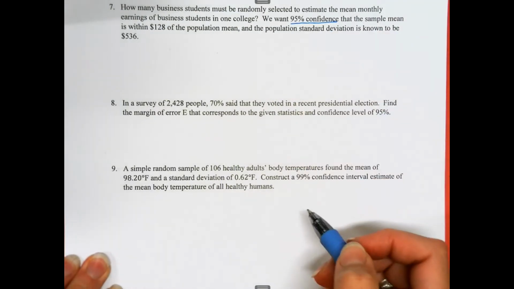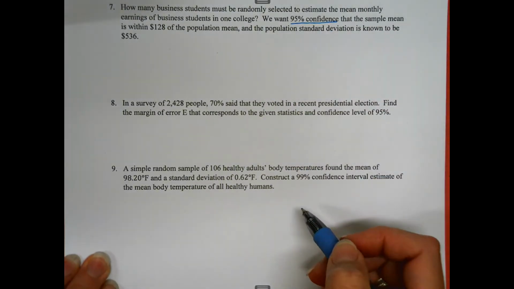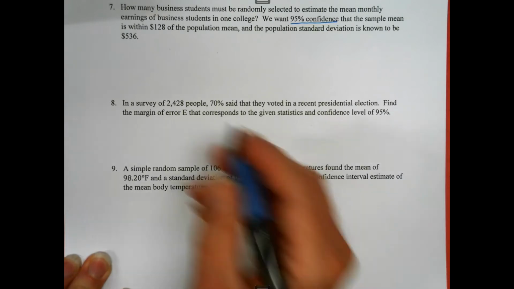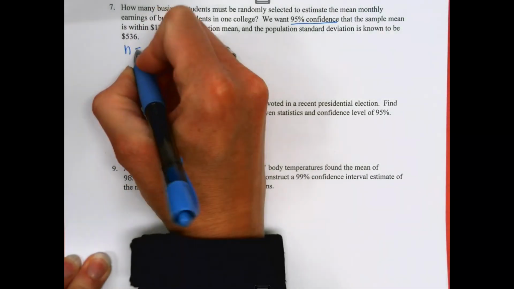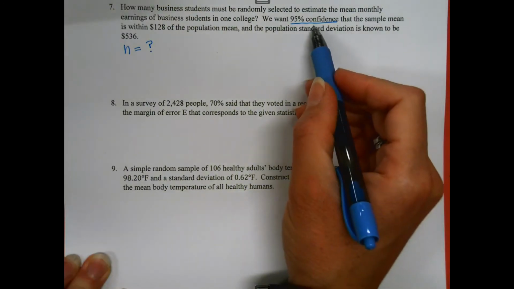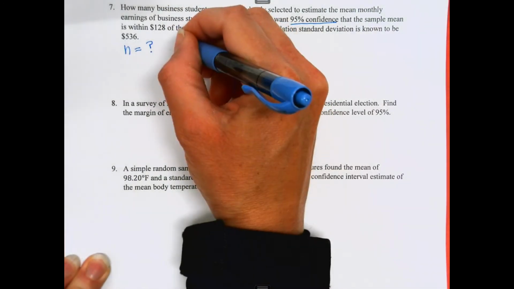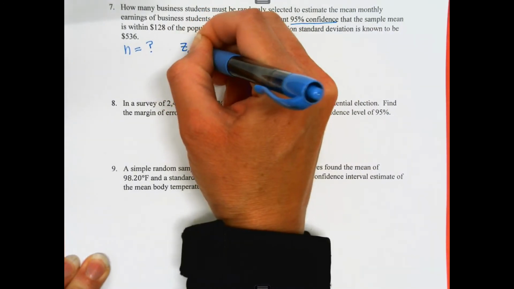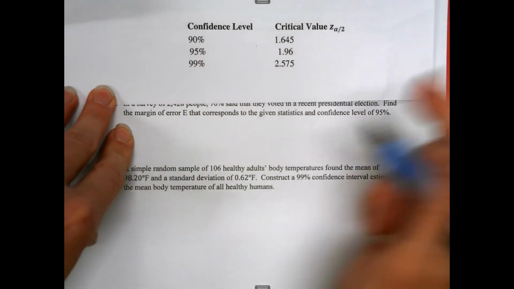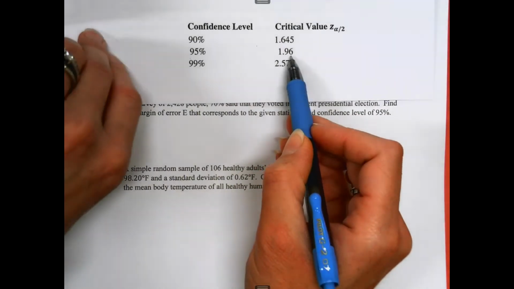A few things we notice here: 95% confidence. We are trying to find the number of business students selected, so we want to find N. That 95% confidence is going to give us a critical value. Since our confidence level is 95%, our critical value is 1.96.